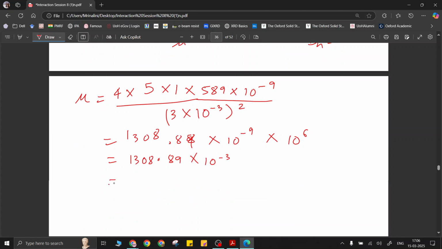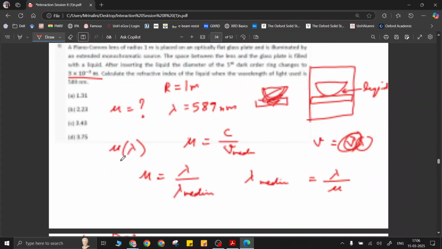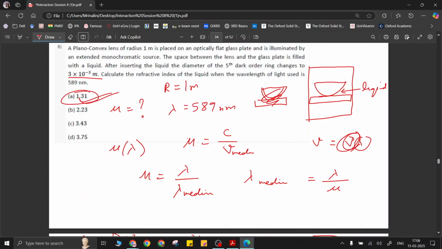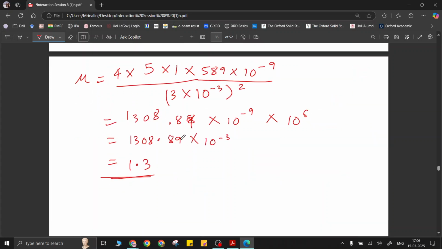This will become 1.3. So this will be the refractive index of this material. When we take care of the power minus 3, the decimal point will shift to 1.30889, something like this. If I have to take up to 2 decimal digits, then it will be 1.31, and the correct option that matches is option C.